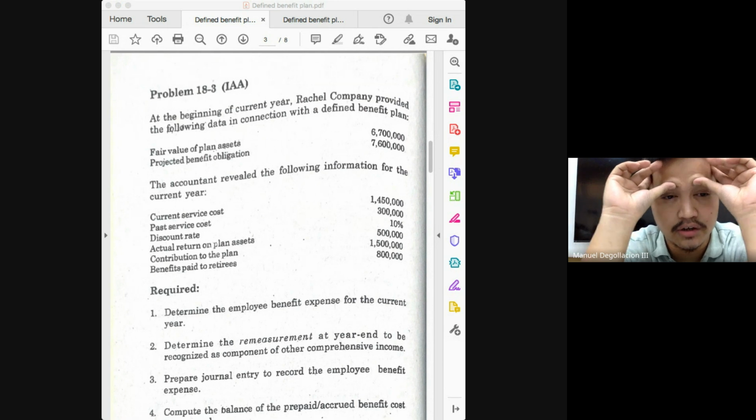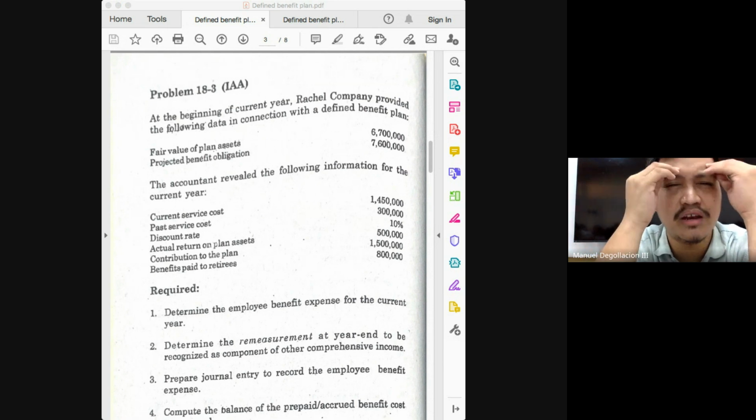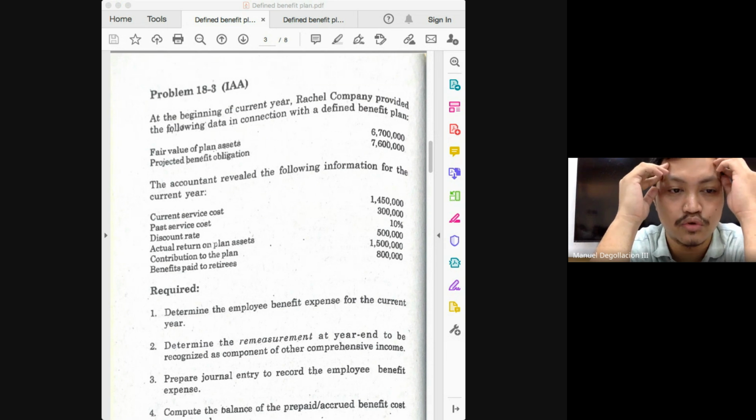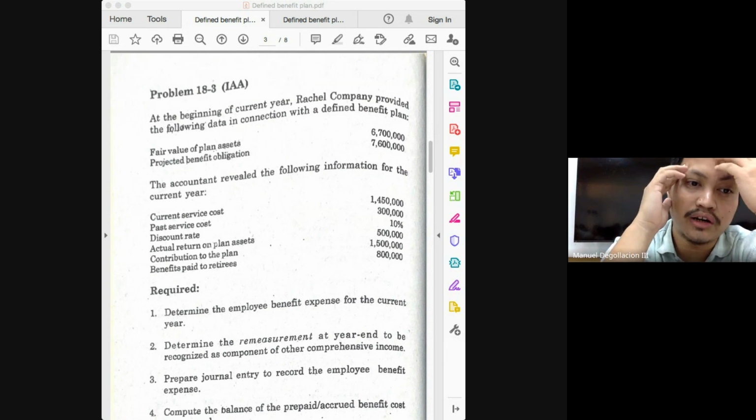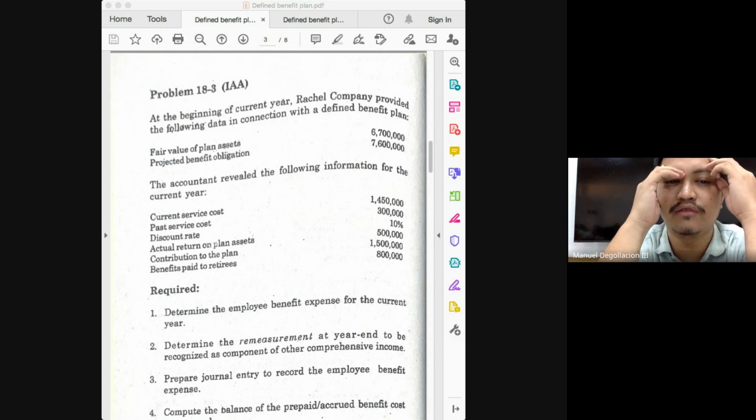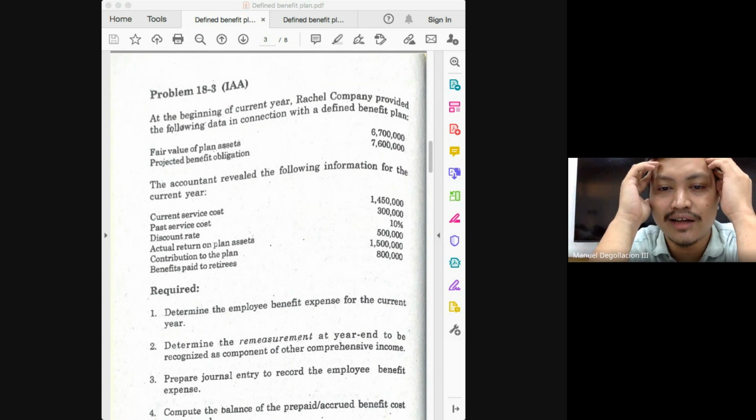Next, past service cost also given. Do you have any information as regards settlement class? No. Okay, so that means we have the two available components of our service cost, which are your current service cost and your past service cost. You just add the two. This would be 1,750,000. Next, add your net interest.